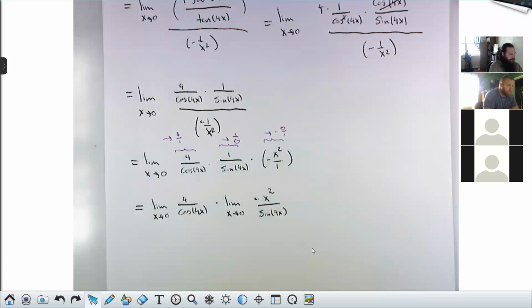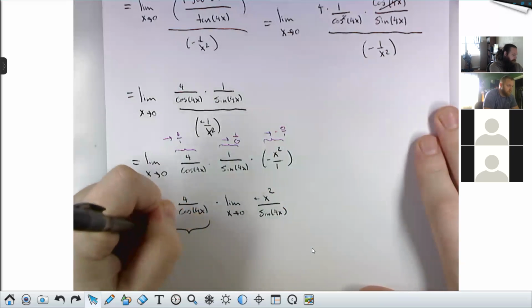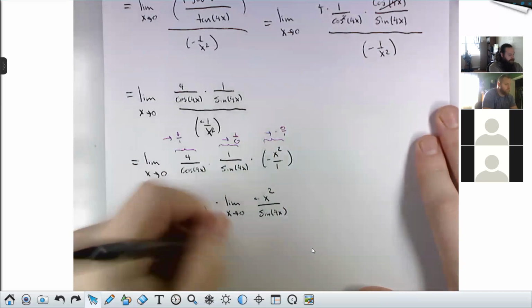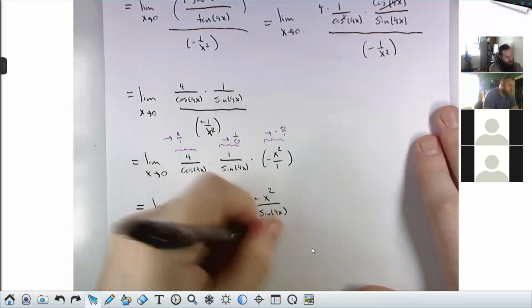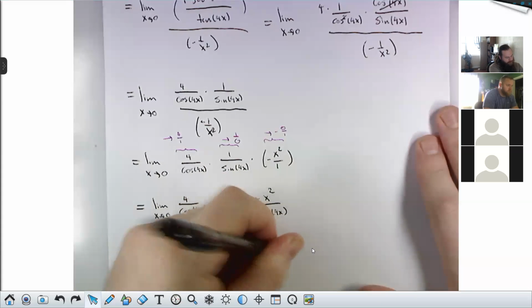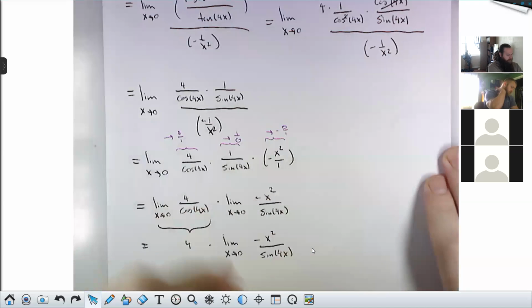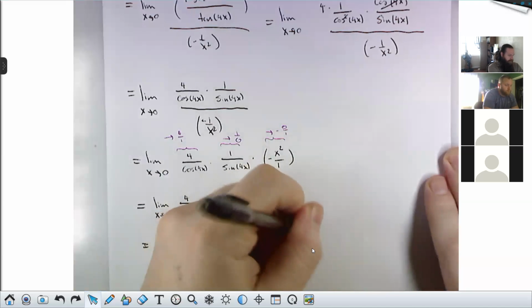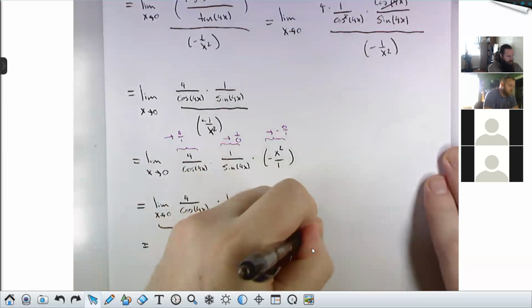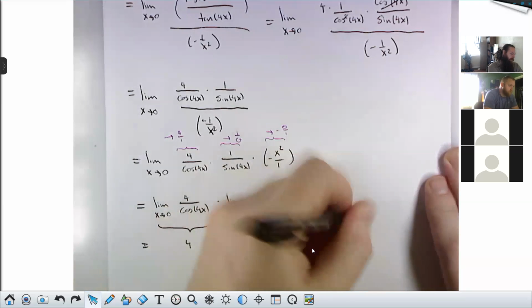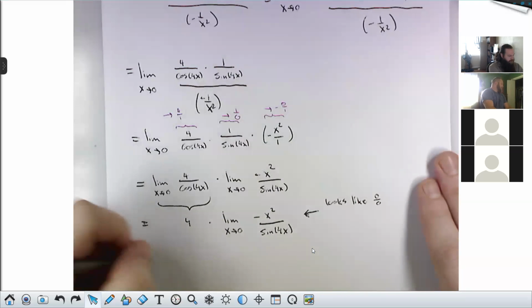All right. So that first piece is 4. This whole thing here, this is 4. So I'll have 4 times the limit as x goes to 0 of negative x squared over the sine of 4x. And this piece looks like 0 over 0. Right? There's not a nice notation because I can't really say it like that. But this piece looks like 0 over 0. So I'll apply L'Hopital's rule to it.